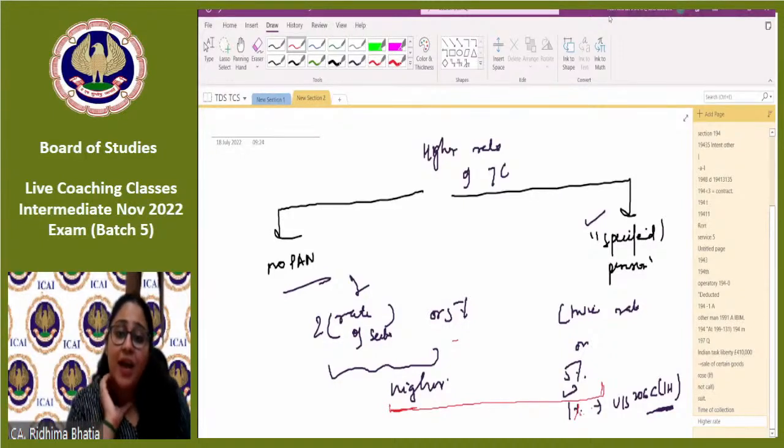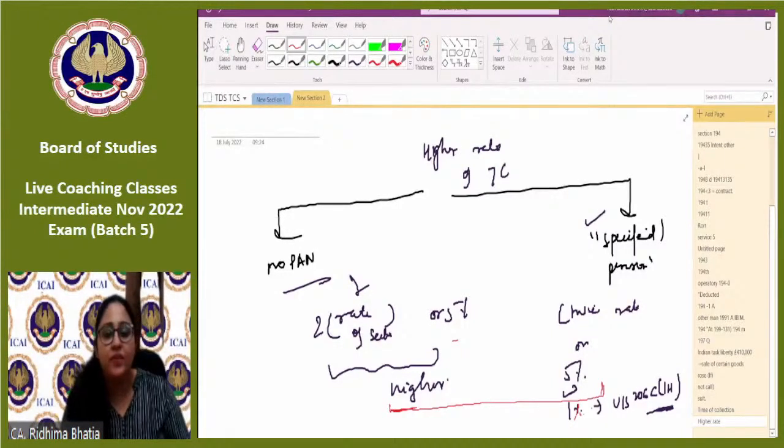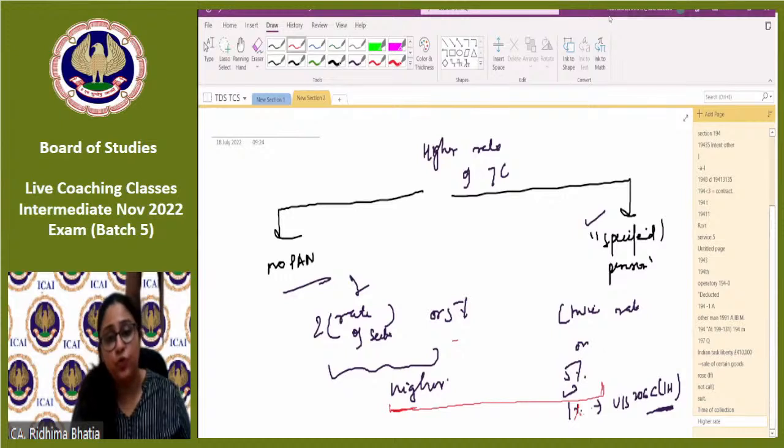Very interesting. If the buyer and seller both have turnover less than 10 crore, then obviously the 50 lakhs transaction is not getting triggered in either 194Q or 206C1H. Nothing comes into picture. But yes, you have to see whether the sale or purchase is of certain goods under section 206C1, or of a motor vehicle under section 206C1F, and there your 194O is not getting triggered. So be careful on that.